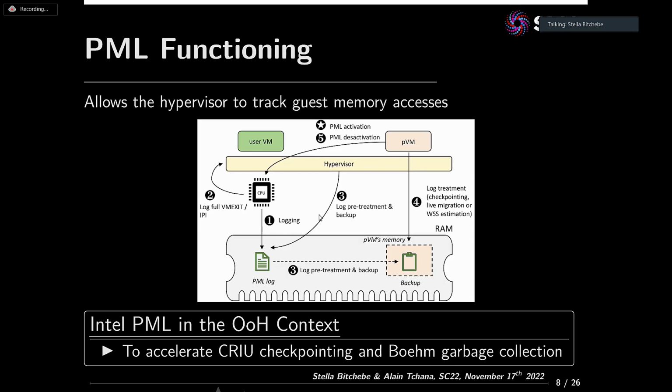And at the end of the monitoring phase, the hypervisor can then use those addresses to perform, for example, checkpointing. And so, because PML helps the hypervisor to perform working set size estimation and checkpointing, we can also leverage it inside the guest for the same operations. And in this work, we have two use cases, which are checkpointing and garbage collection.